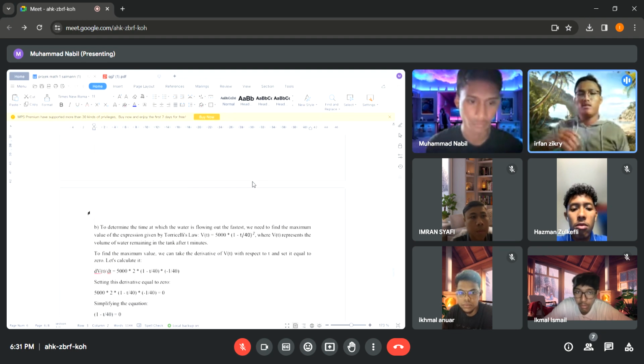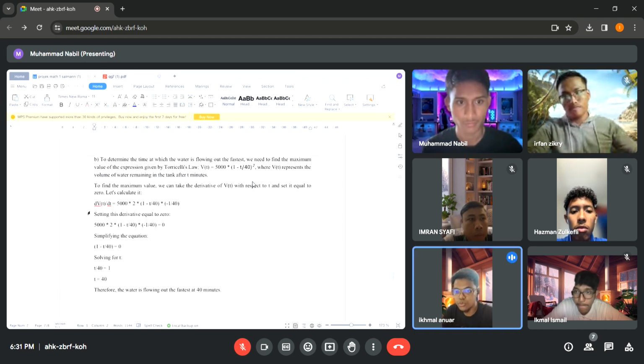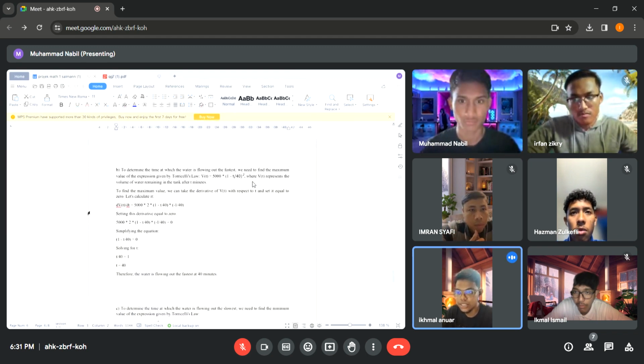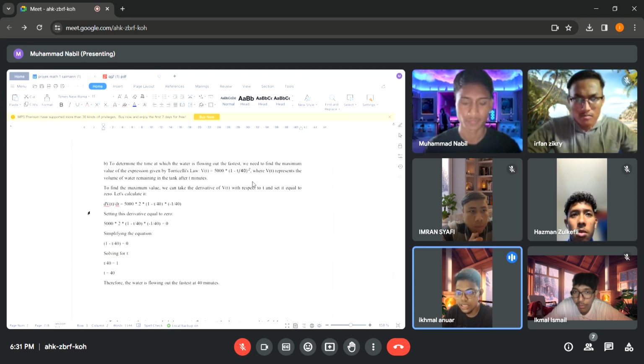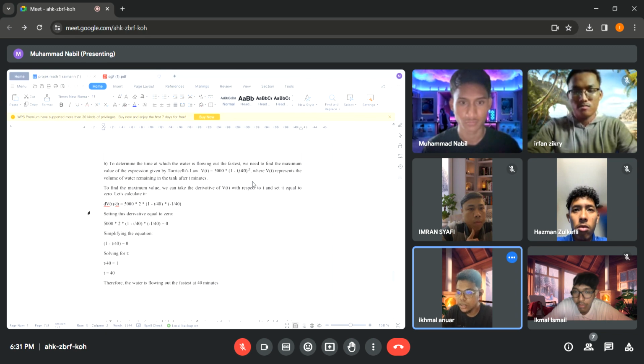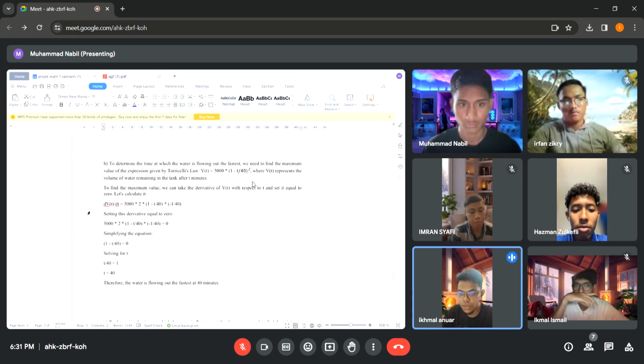Move to question B. For question 2B, the question is to determine the time at which the water is flowing out the fastest. We need to find the maximum of the expression given by Torricelli's law. Torricelli's law is V(t) equals 5,000 multiplied by (1 minus t over 40) squared, where V(t) represents the volume of water remaining in the tank after t minutes.